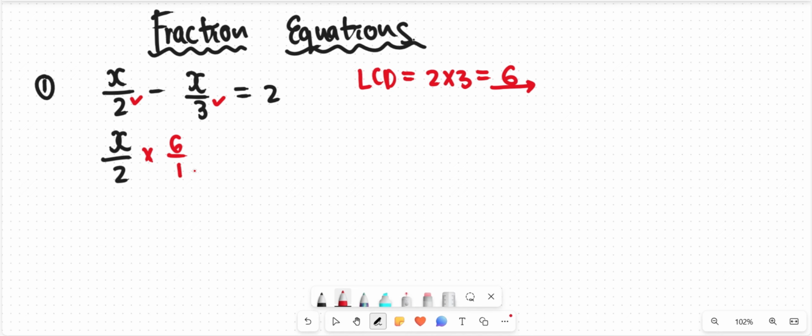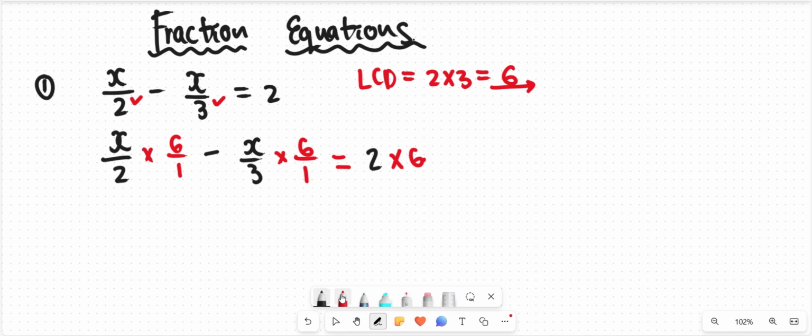But the way I write the LCD, if I'm multiplying it with the fraction, I write it as a fraction. 6 over 1 is the same as a 6. So I'm going to write it as a 6 over 1 because I'm multiplying it with the fraction. Then I do the same with the next fraction. Remember, we are multiplying it with every single term that is in our equation. So the 2 is also going to be multiplied by the LCD.